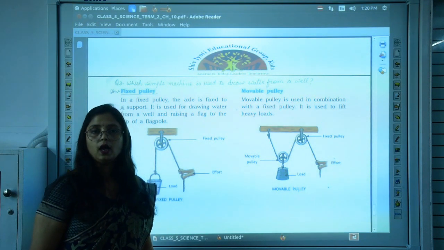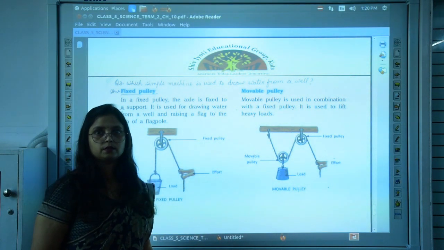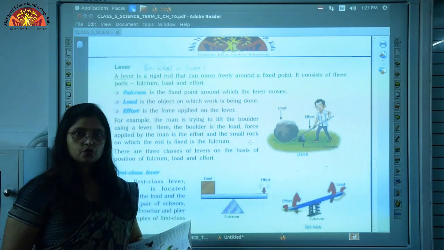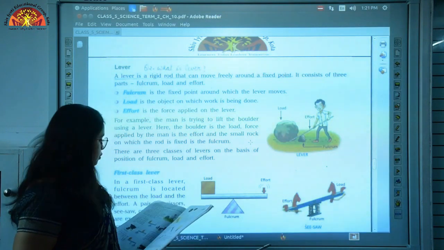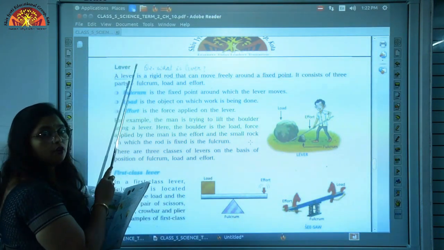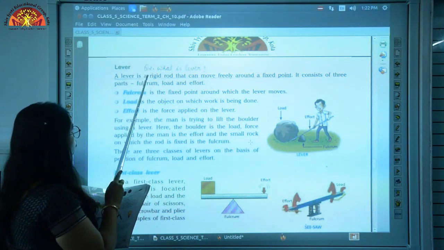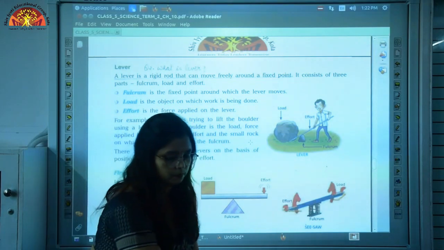So, children, now again there is one more internal question. So, let us write it first. So, children, let us mark one internal question over here. It is on page number 92. Write the question just above the paragraph of lever. It is question number 2. What is lever? So, let us write it down.